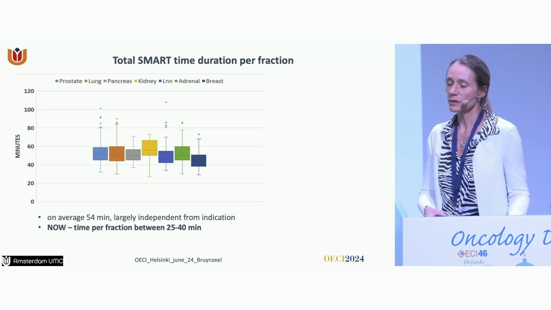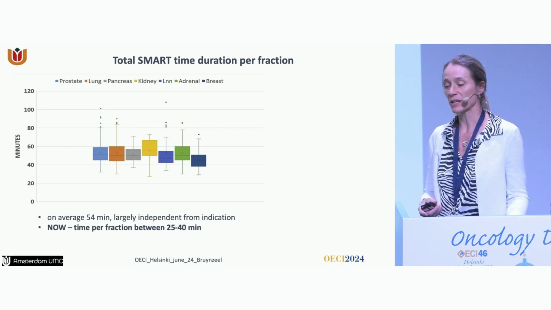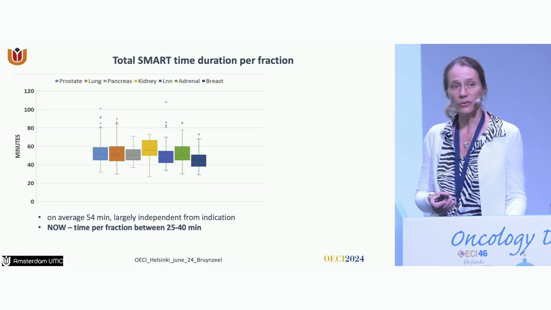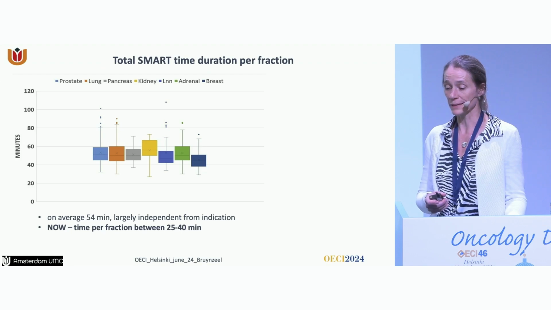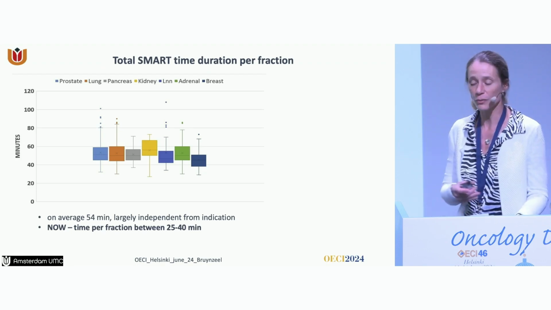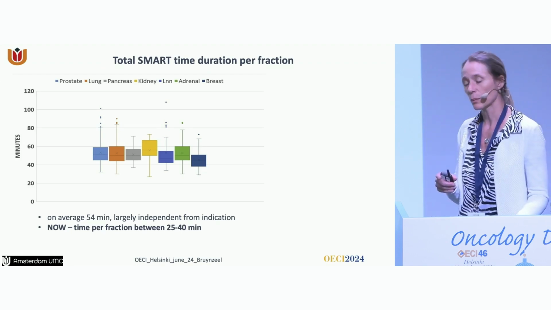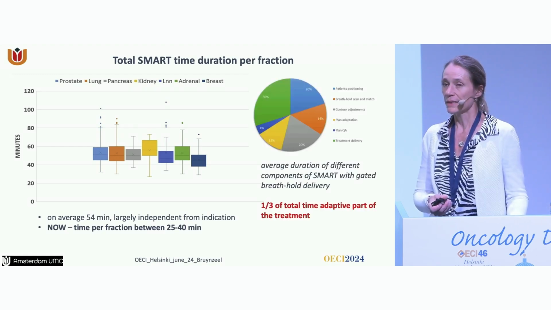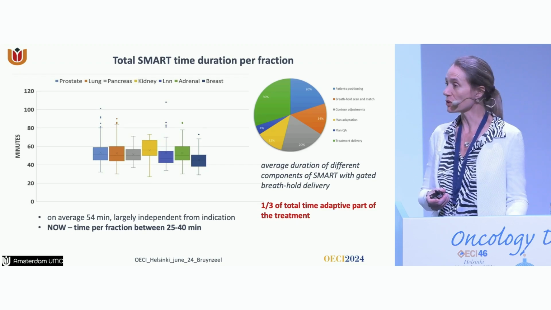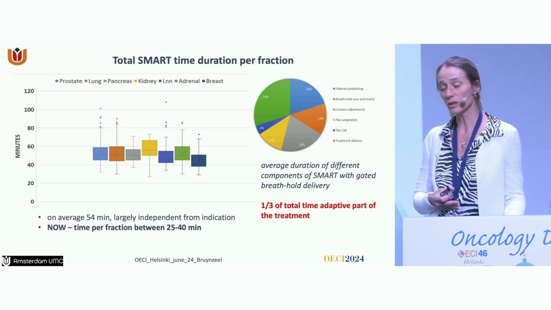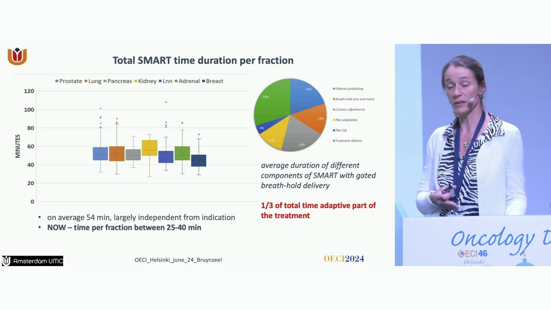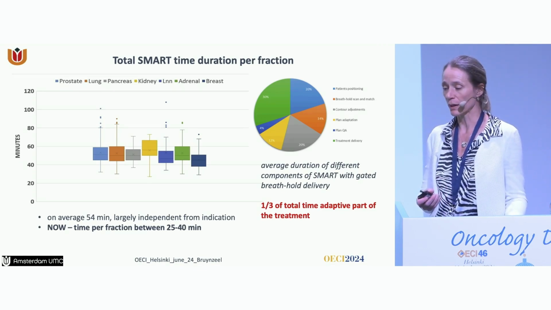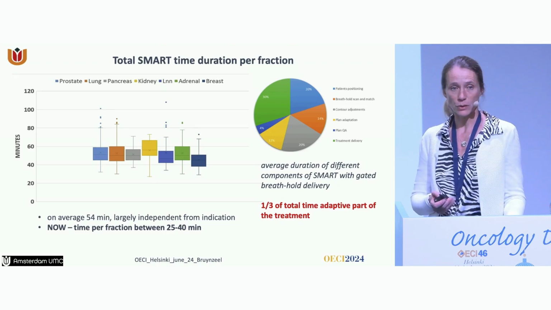This figure shows the total SMART duration per fraction for different indications. On average, this was 54 minutes. And now, after upgrades and experience, the time per fraction is between 25 and 40 minutes. This pie chart shows the average duration of the different components of SMART with gated breath hold delivery. A bit more than 1/3 of the total time is the adaptive part of the treatment.